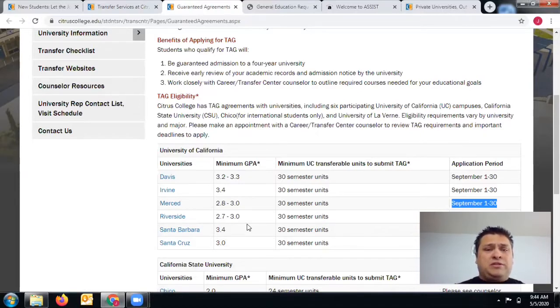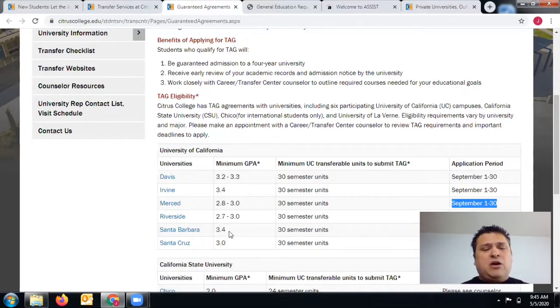Now, for these agreements, you have to enroll in them up front. So there's an application period, I have it highlighted here on the right just above me, of September 1st through September 30th. So that means when you start at Citrus College, you have 30 days, September 1st to September 30th, to apply for a TAG agreement for UC Santa Barbara. If you miss that application, you will not be part of the TAG agreement. It doesn't mean that you still can't complete the courses required to transfer to UC Santa Barbara and apply and be accepted. You're just not going to have the guarantee of admission.